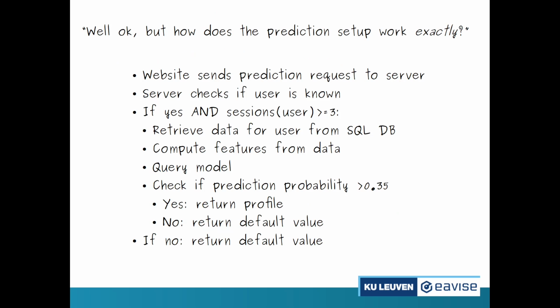These are the concrete steps for the prediction phase. The AutoHits or Moniteur website would send a prediction request for a specific user ID to the server. The server would then check if the user was known in the database, and if so, if the user has at least 3 sessions, all data for this user would be collected from the SQL database, from which the features would be computed, which would then be sent through the model. And if the score for the highest scoring profile exceeded 0.35, this profile would then be returned. In all other cases, a neutral profile would be returned.